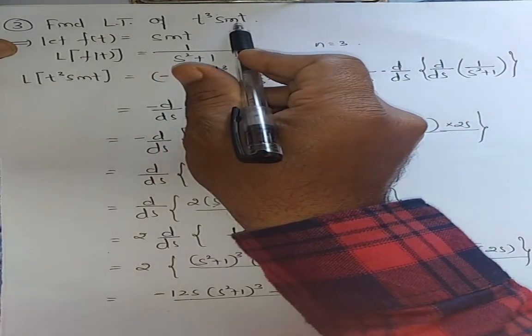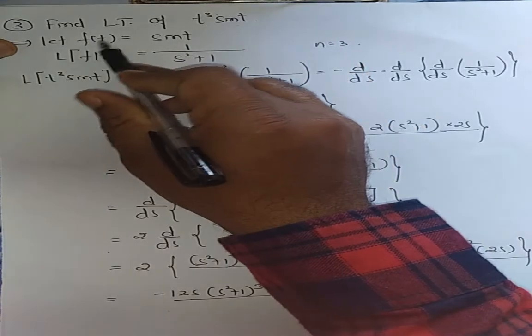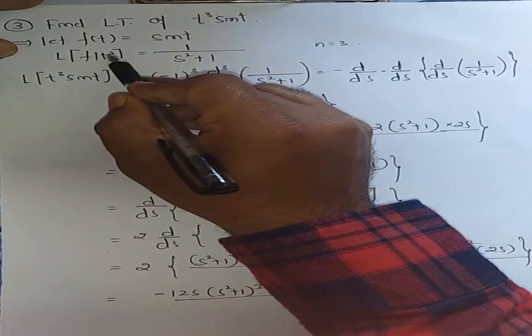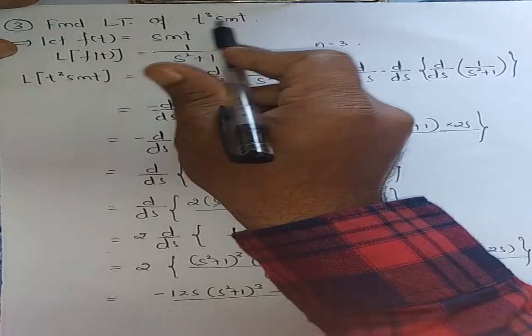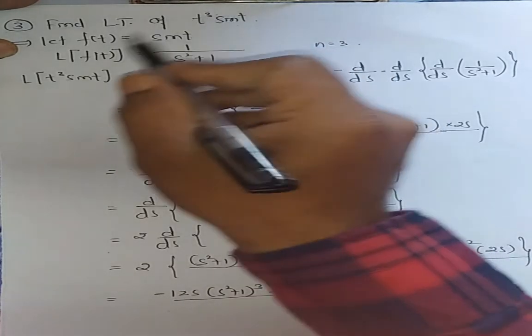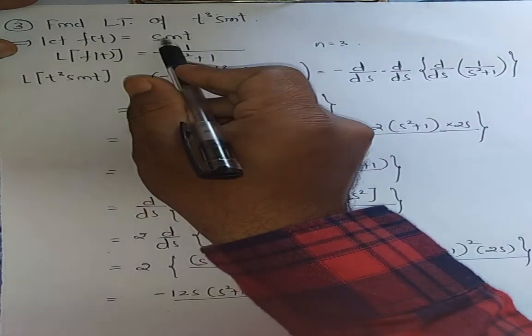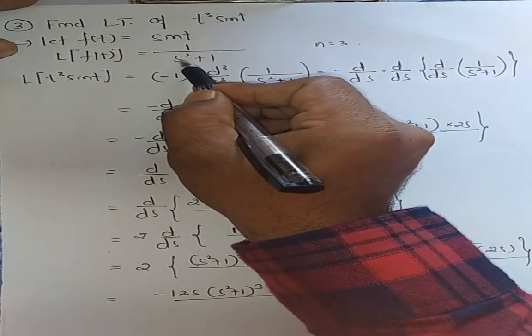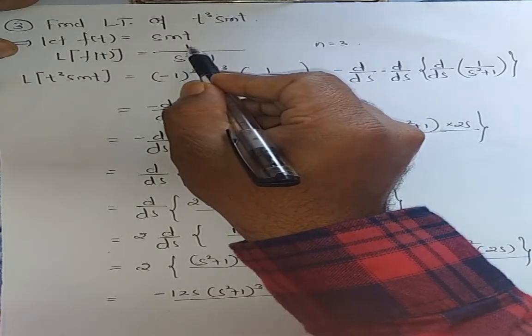Then the Laplace transform of this term can be started like this. Let us take the second function as f(t). So f(t) is equal to sin t. Then you have to find the Laplace for this one, later on you have to find the Laplace of this whole term. Then Laplace transform of f(t) = sin t is a divided by s² + a², that is 1 divided by s² + a², where a is 1 here.